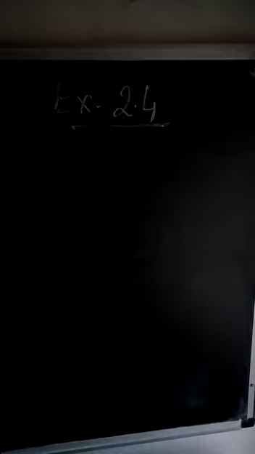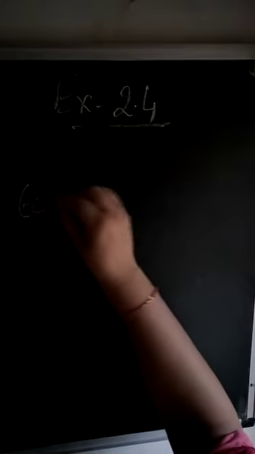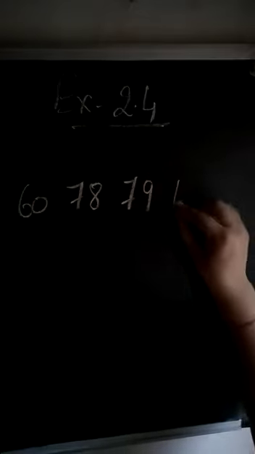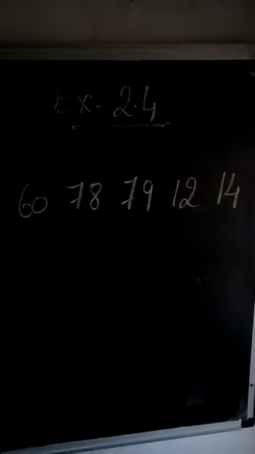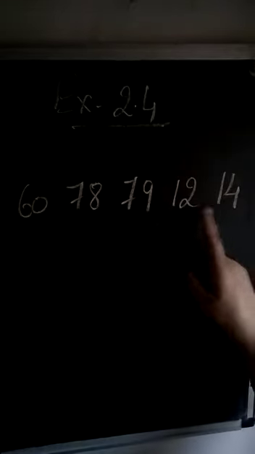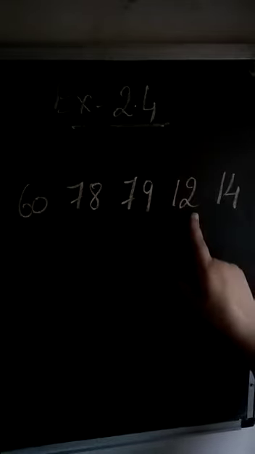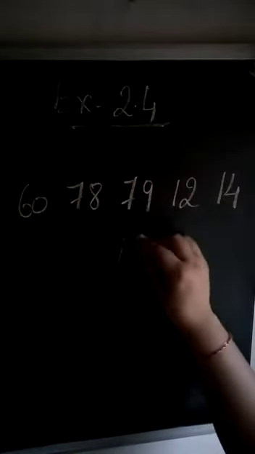Here they had given us a vase with flowers and numbers written on it, and I will start with the second one. The numbers are 60, 78, 79, 12 and 14. Smallest means the number having the smallest value, and we see the tens place digit. Here we have 1 and 1, both having the same value. Now I will see the ones place digit. Here we have 2 and 4, that means 12 is smaller than 14. Clear? So our smallest number will be 12.